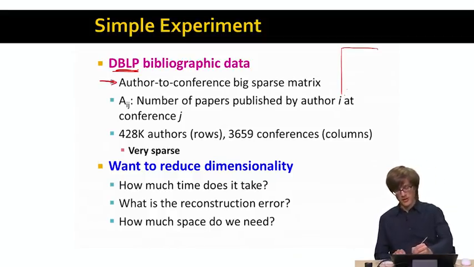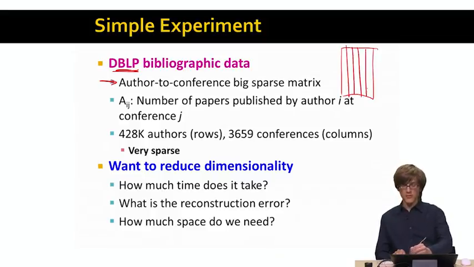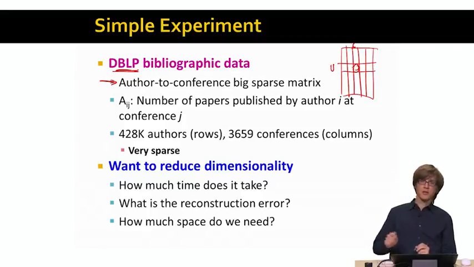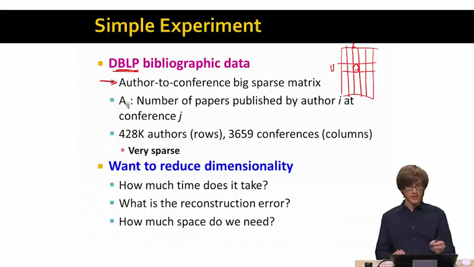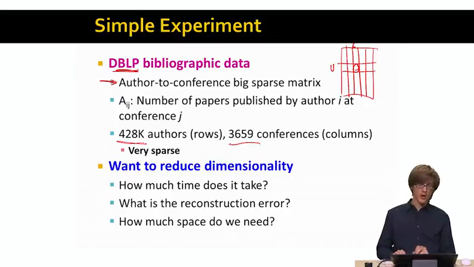We can think of it as a big, thin matrix where columns are different conferences and every row is a different user, right? So this is a different scientist and every column is a different conference. And then the entry simply tells me how many papers a given author or a given scientist published at a given conference. So in terms of this matrix, we have around 400,000 authors, 400,000 computer scientists, and around 3,500 different columns. Okay?